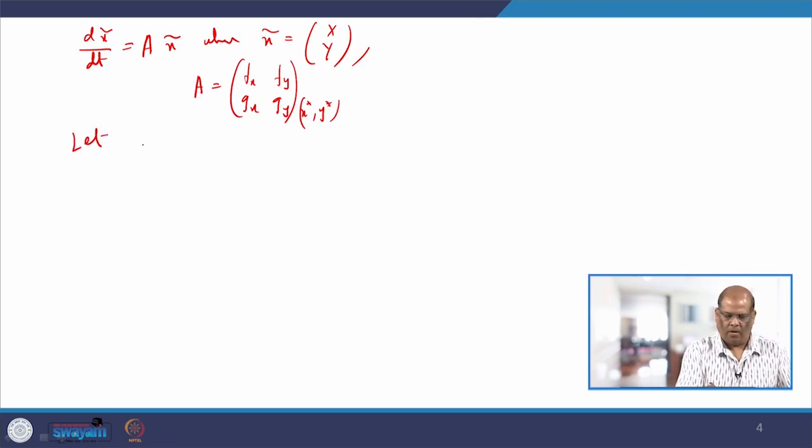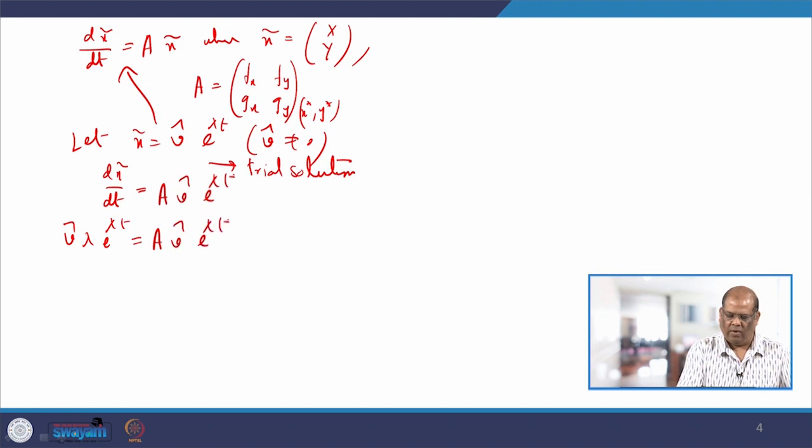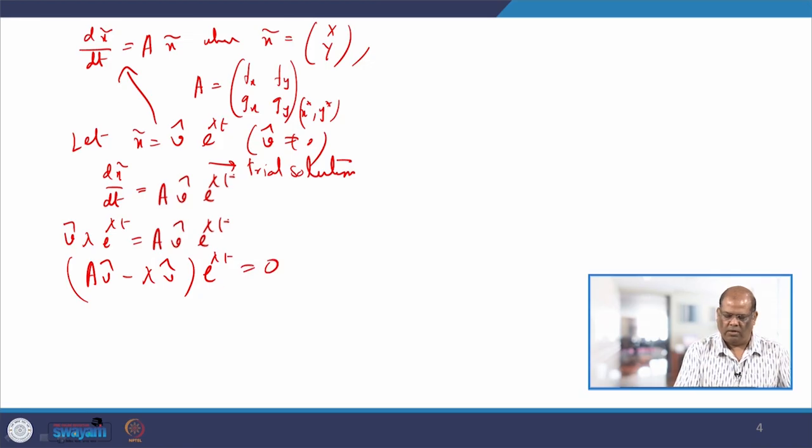Now, let X equal to v hat e to the power lambda t, where v hat not equal to 0, be a trial solution. I am going to substitute it here. dX/dt will give me lambda v hat e to the power lambda t. If I substitute it here, what I get is v hat lambda e to the power lambda t equal to A v hat e to the power lambda t. Clearly e to the power lambda t is not equal to 0, which means we can write this as (A v hat minus lambda v hat) into e to the power lambda t equal to 0. This part is not equal to 0.